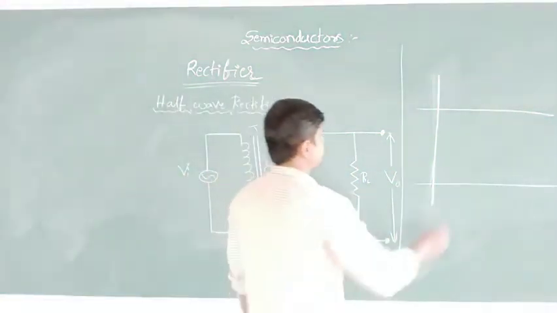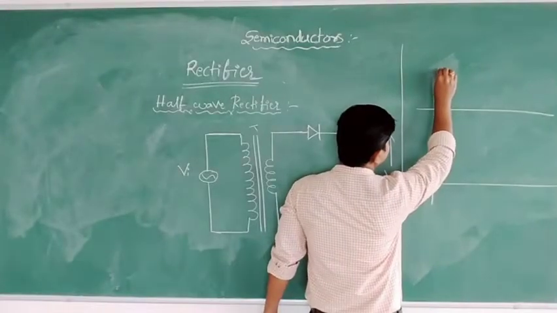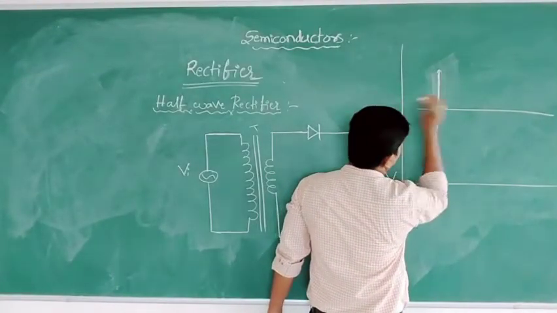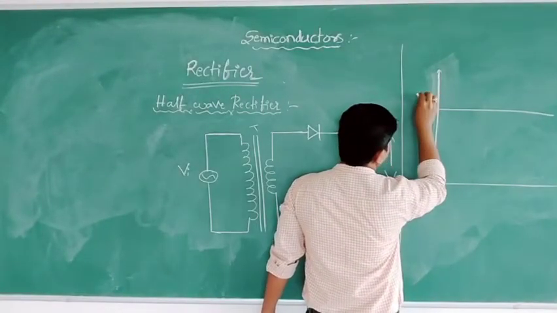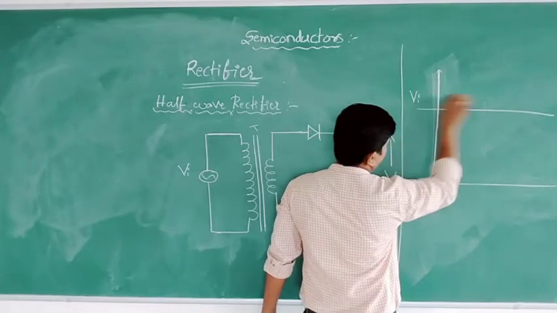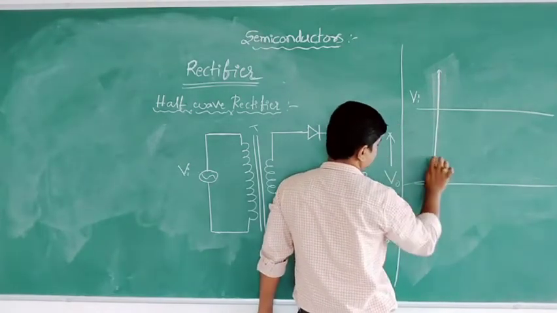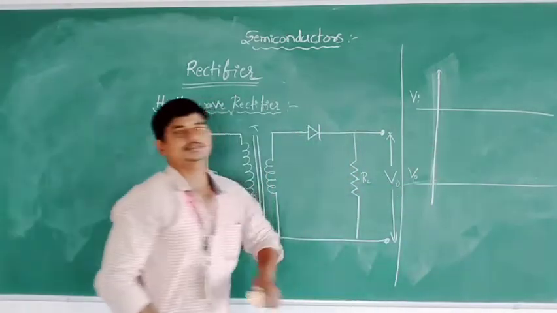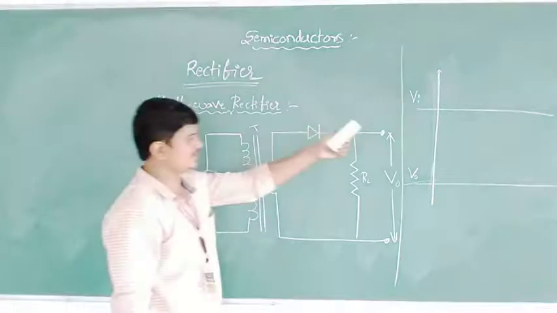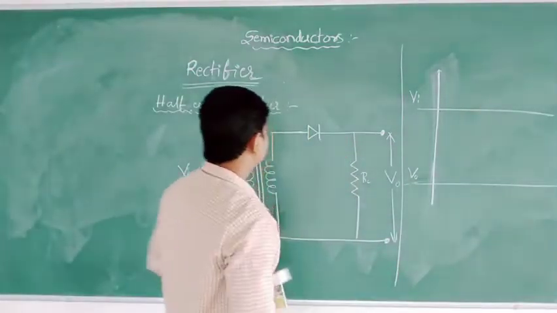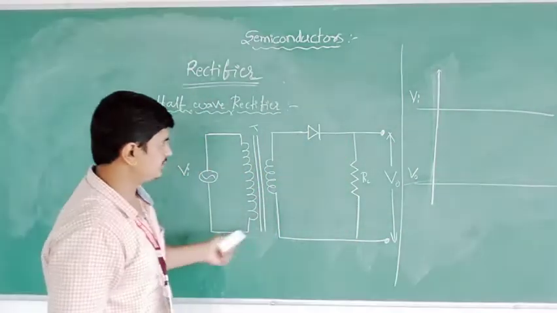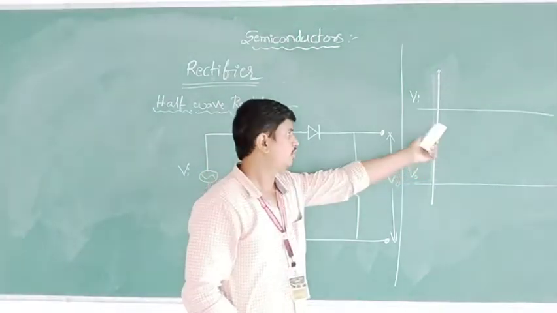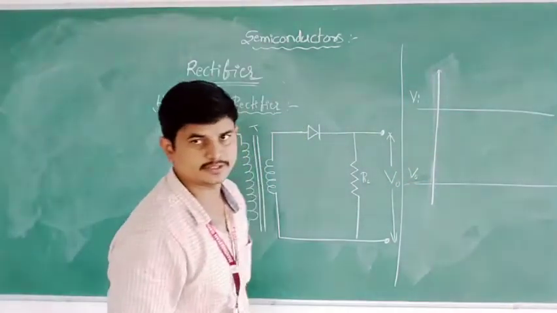The waveforms I am representing here: this represents the input voltage, and this line represents the output voltage. One is the input voltage and the other is the output voltage. So as per the explanation, we'll draw the waveforms.